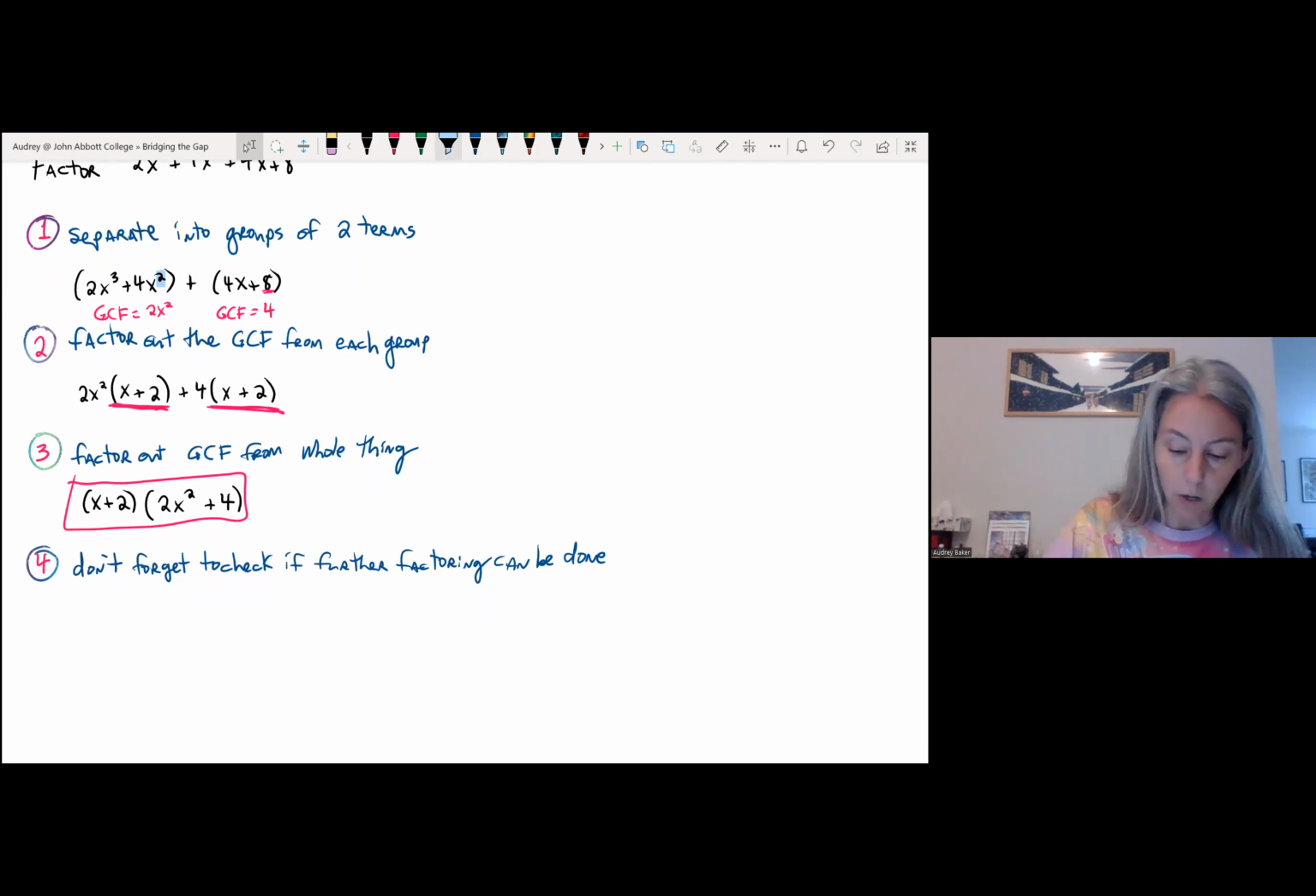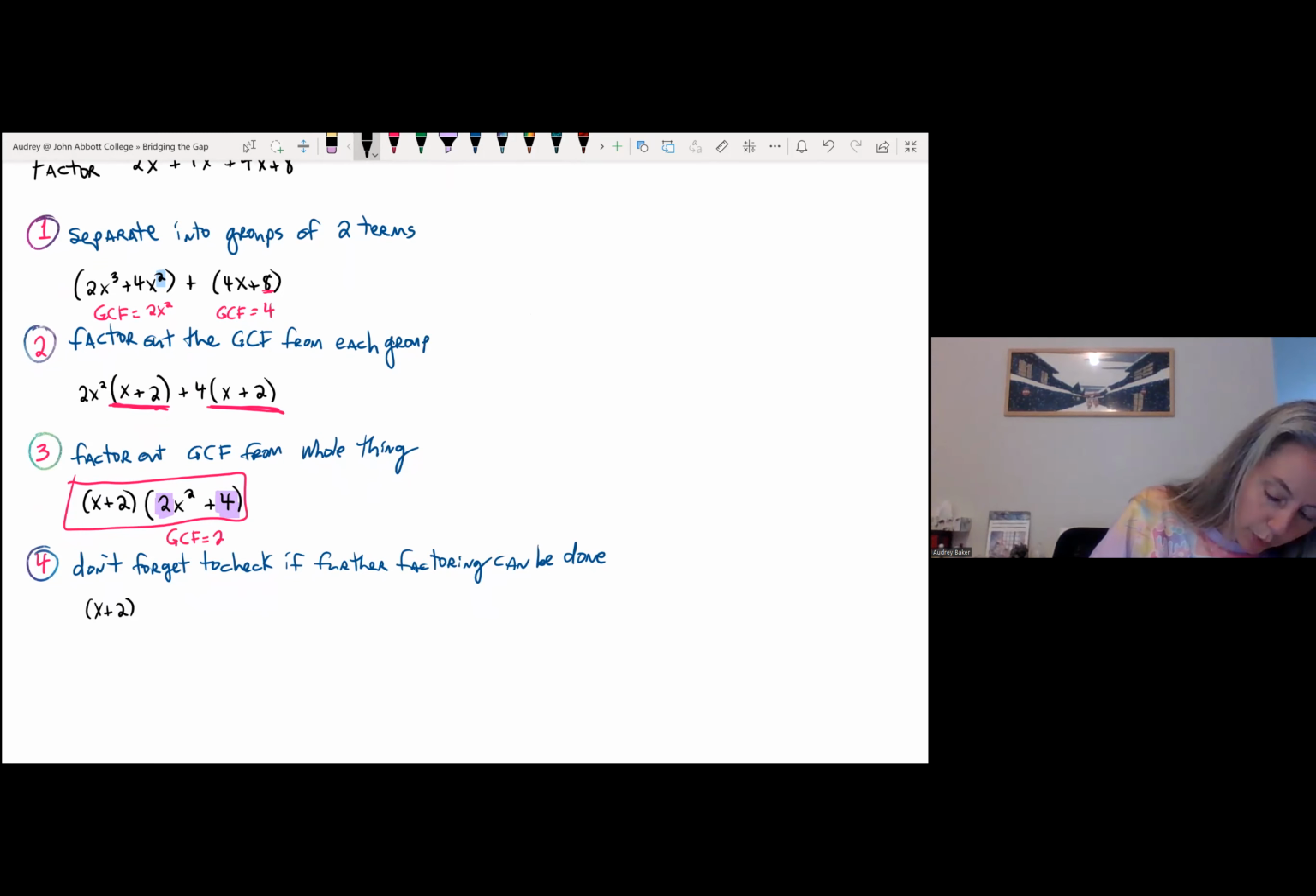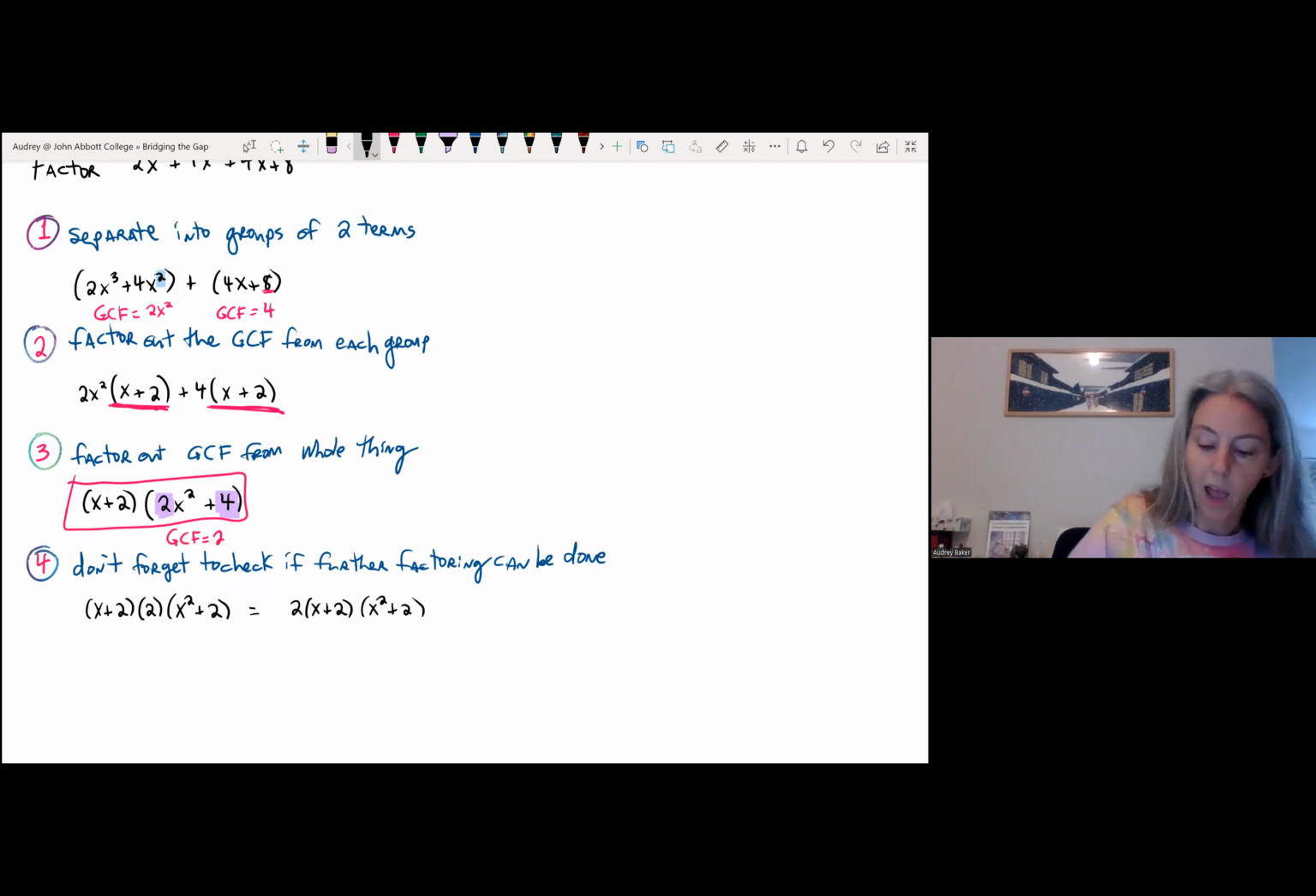So what you'll notice here now is that this 2 and this 4 do have a factor in common. This right here has a GCF of 2. So when I factor that out, I'll have (x plus 2) times (x squared plus 2). So this is 2 times (x plus 2) times (x squared plus 2). And this is now fully factored.